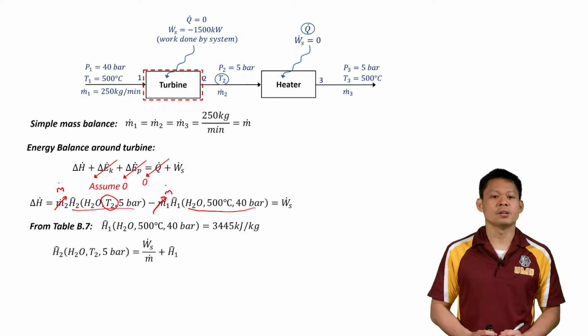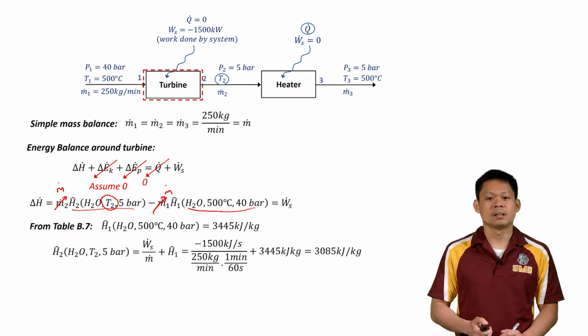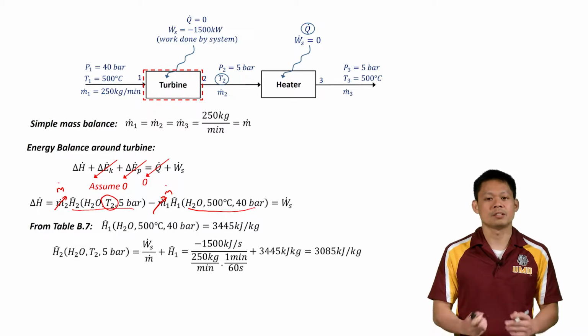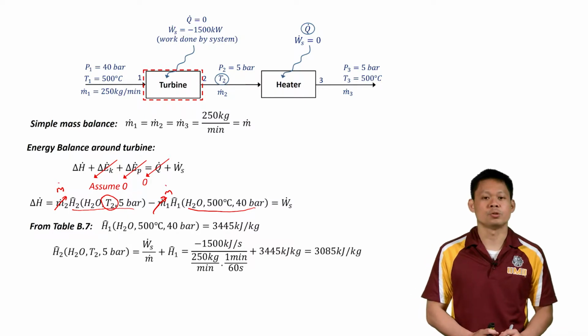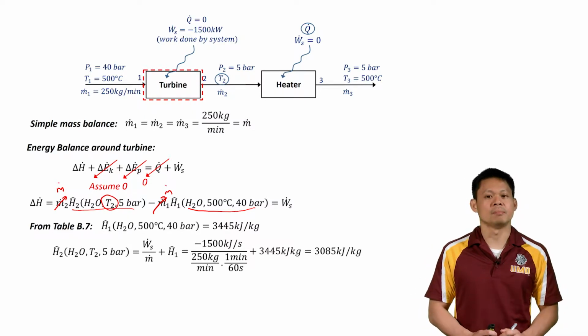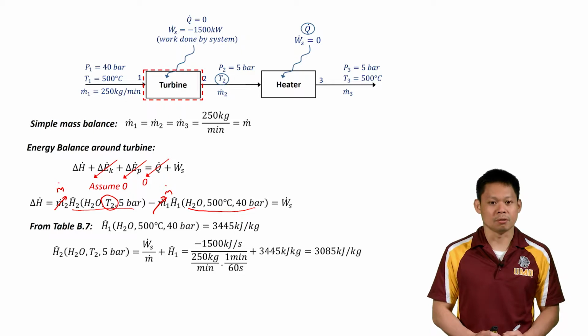So rearranging the equation to calculate H2, we put in all the numbers, and what I essentially did down here as I put in all the numbers is just making sure the units are consistent. Our H hat 1 is in kilojoules per kilogram, so I want to make sure that when I do my shaft work over the mass flow rate, I end up with kilojoules per kilogram. And now I have my H2 as 3085 kilojoules per kilogram.